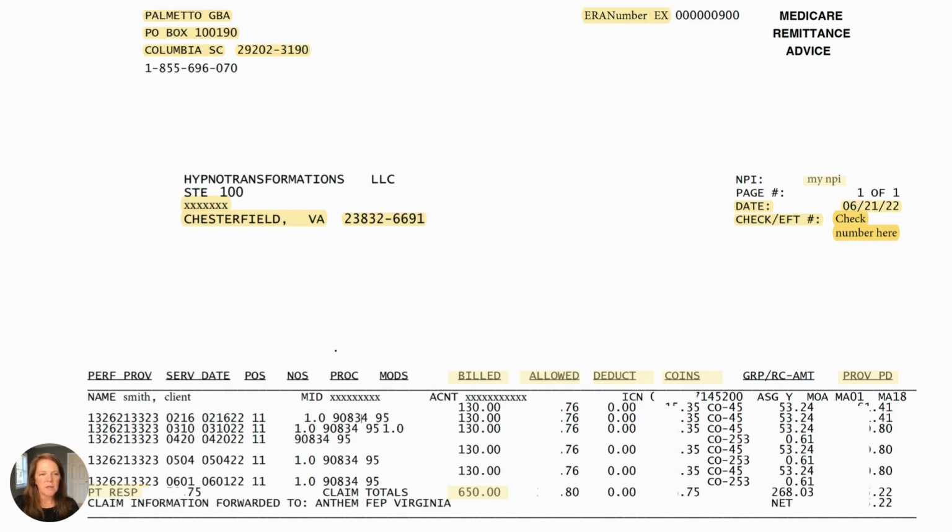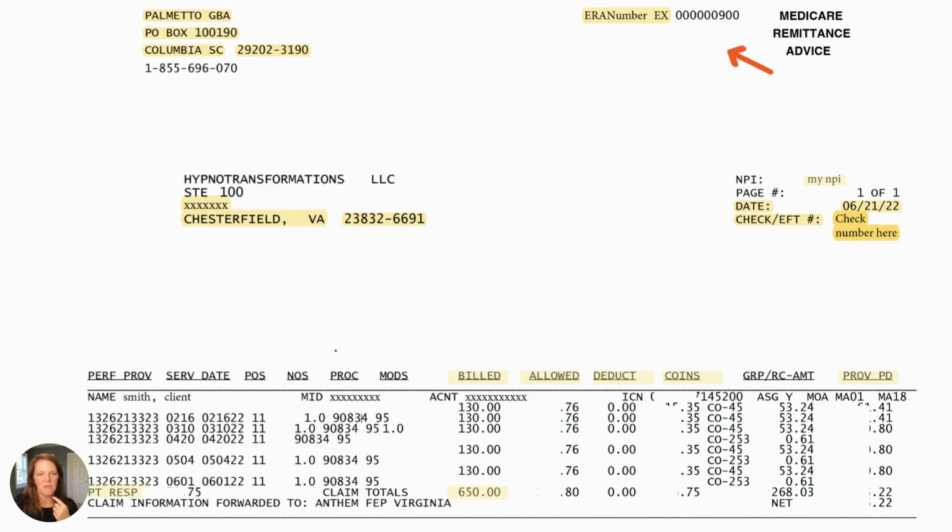So let's start over here. This is a Medicare claim that I got. I've obviously edited it to take out a lot of the identifying information. But as you can see, it was paid by Palmetto GBA. They have their phone number there if you want to reach out to them. If you get a claim and you've got a question about it, there's usually a phone number that you can call. This is just showing you that it's a Medicare remittance advice.